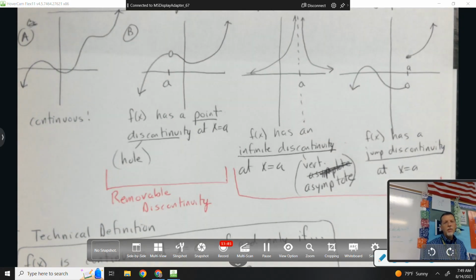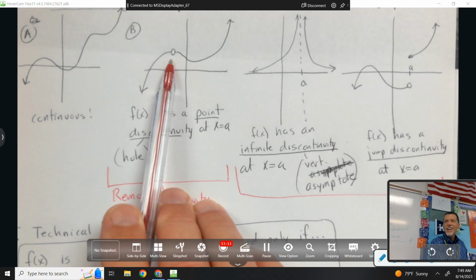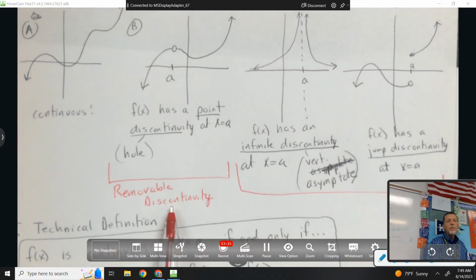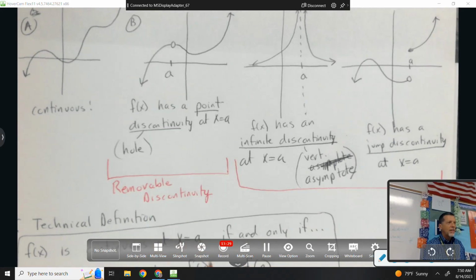Any guesses on why we call it a removable discontinuity? You could phrase it a couple of ways. You could say someone removed a piece of the line. But I want to remove the discontinuity. So how could I remove the discontinuity? Fill in the hole. Another way to say it, unofficial, not a formal word, is a fixable discontinuity. I can fix that. Fill in the hole, and it's no longer discontinuous.